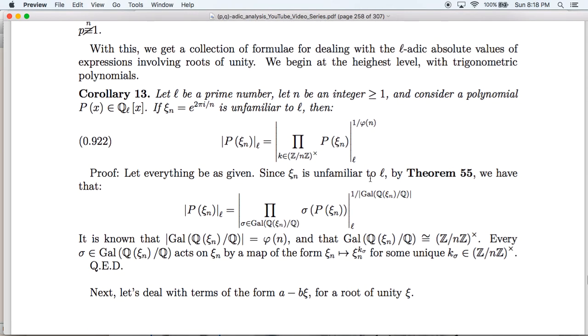Since Cn is unfamiliar to L, the Galois group of QL of Cn over QL is then equal to the Galois group of Q of Cn over Q. It's known that this Galois group of the nth cyclotomic field has cardinality phi of n, and that the Galois group is isomorphic to Z mod nZ cross. Specifically, every element of the Galois group acts on Cn by a map of the form Cn gets mapped to Cn to the k sigma, for some unique k sigma in Z mod nZ cross.